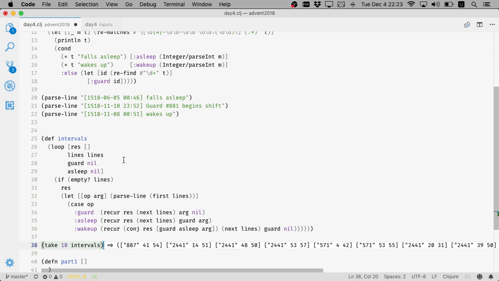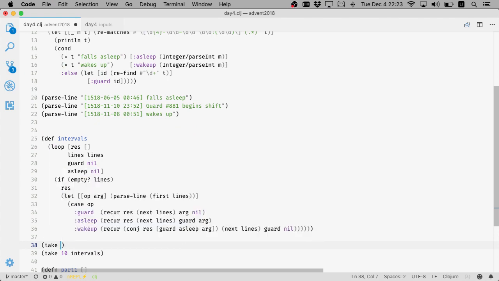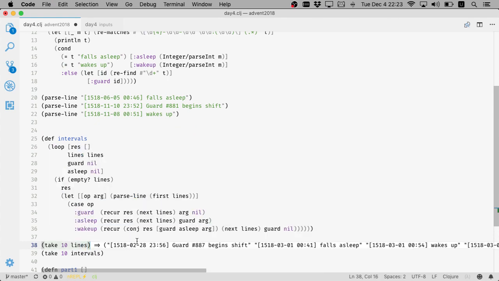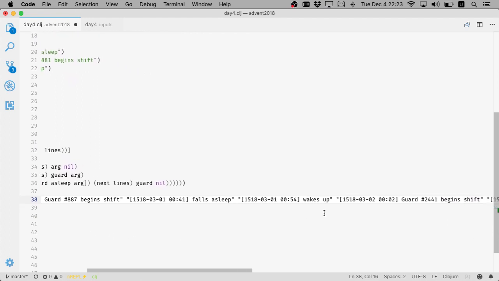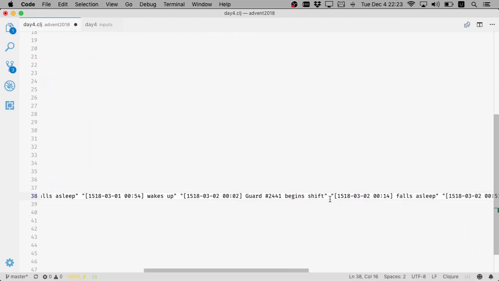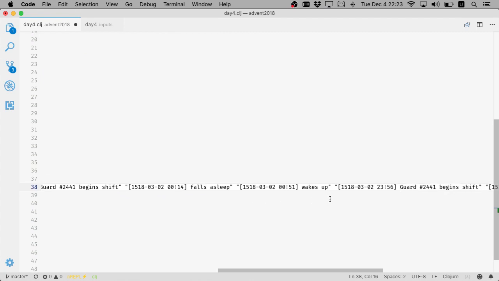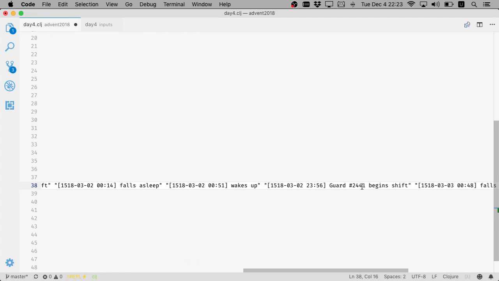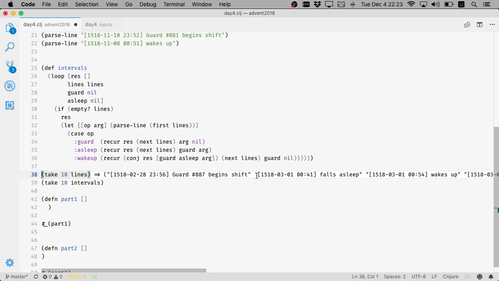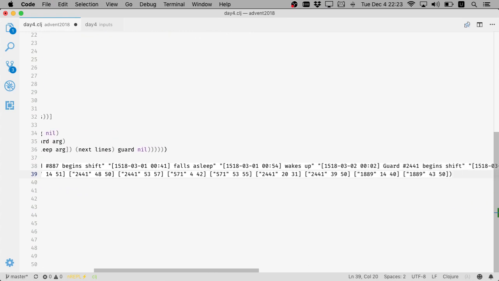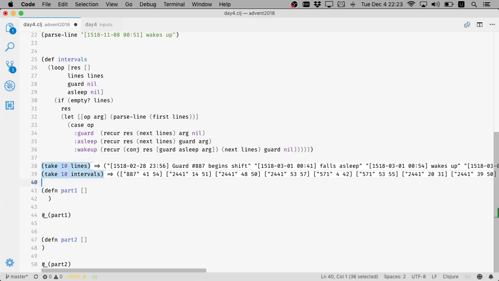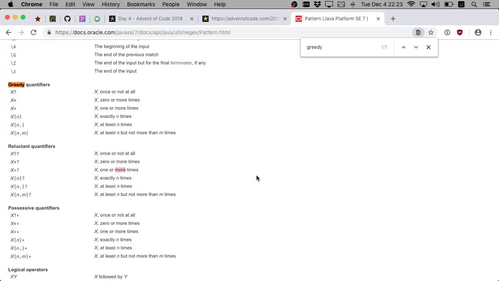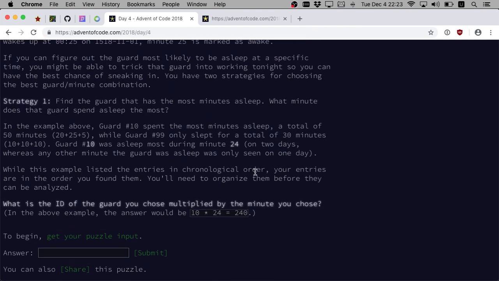So actually, let me see, take 10 lines. Okay, so this guard falls asleep, wakes up, then 302, falls asleep, wakes up, then begins shift again. Yeah, and the next day. Okay, so this is fine. So this seems to be working, right? So we now have those intervals, like who fell asleep when. And now the last thing we need to do: we need to find a guard who spends the most minutes asleep.